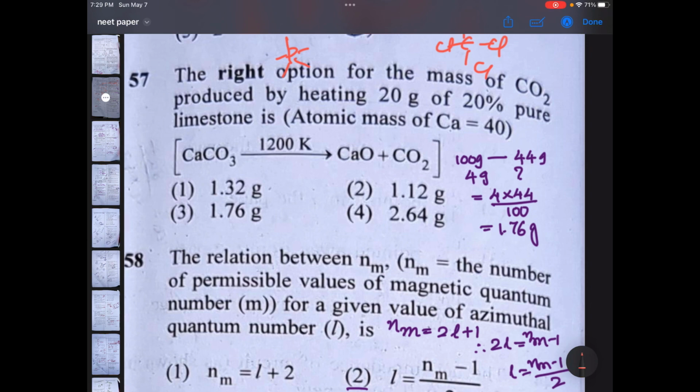Here you see 20 grams, 20% pure. 20% pure means of 20 grams, it will be just 4 grams. I mentioned here the answer you can see. So 100 grams of calcium carbonate gives 44 grams of CO2. The equation is also mentioned here. So 4 grams gives how much?